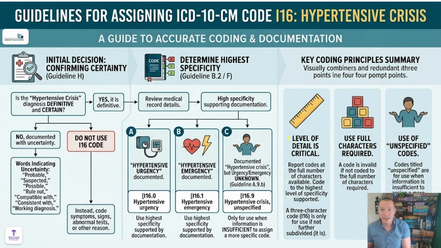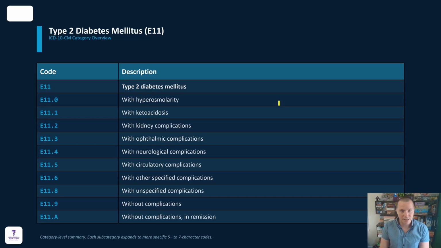I have this little guideline here for hypertensive crisis, where it's a table broken down for the ICD-10 guidelines for which code gets reported when a hypertensive crisis happens. Let's say the note says, is the hypertensive crisis diagnosis definitive and certain? Yes, it is definitive. Then we must review the medical record, and then we must code to the highest specificity based off the documentation. So let's say it says hypertensive urgency, you will use hypertensive urgency. If it says emergency, use emergency. Unknown, use the crisis. And that's how we will code for hypertension.